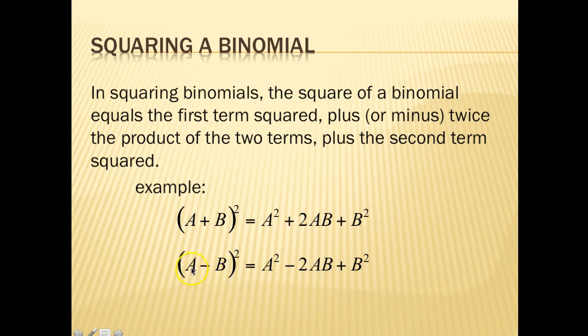In this case, I am squaring a binomial with subtraction: a squared, b squared, and 2 times a times negative b gives me negative 2ab. If you forget this property, you can always multiply this binomial times itself.